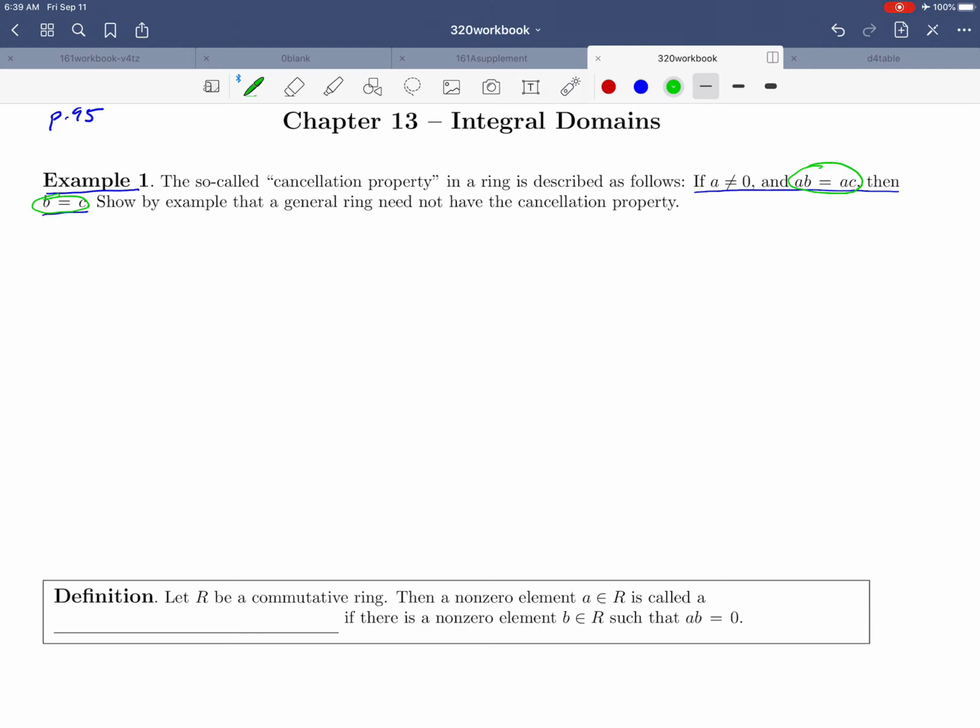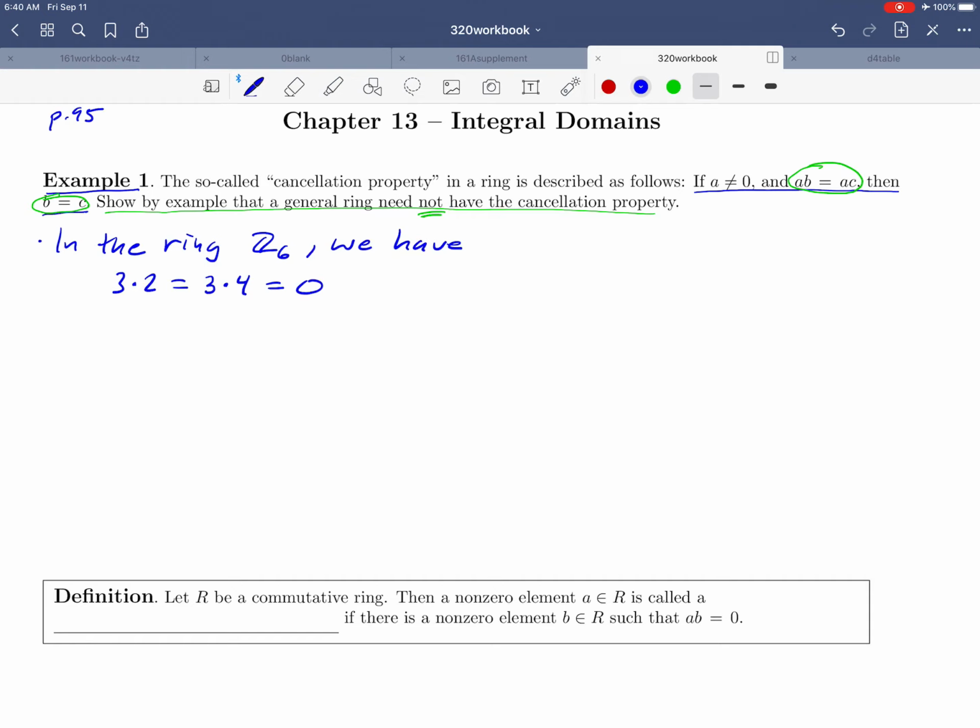But what's interesting is what the next sentence says here. Show by example that a general ring need not have the cancellation property. I'm going to give you two examples of that. Let's start with the ring Z6. Addition and multiplication modulo 6 are our operations. And note that in that ring we have 3 times 2 equals 3 times 4 equals 0. Do you see why that's true? Because 6 and 12 are both equal to 0 mod 6.